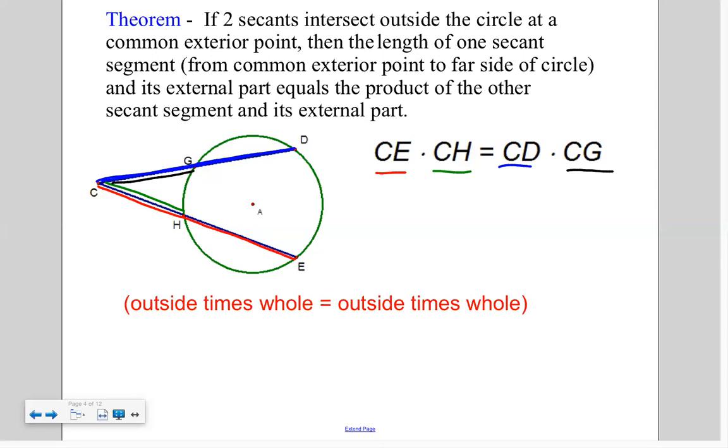And what makes this a little bit more difficult is sometimes you have to figure out what that whole length is, or you have to figure out what the outside portion is. They may not give you, let's say, all three lengths. For segment CD, they may not give you what CG equals, what GD equals, and what CD equals. They may only give you two of those three. You've got to figure out what the other part is.